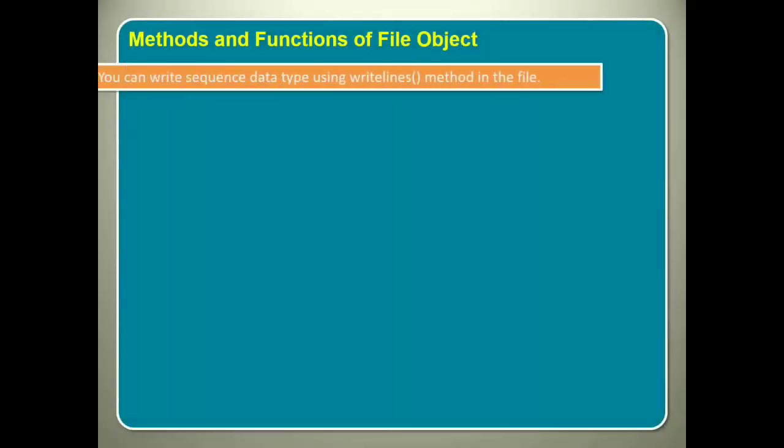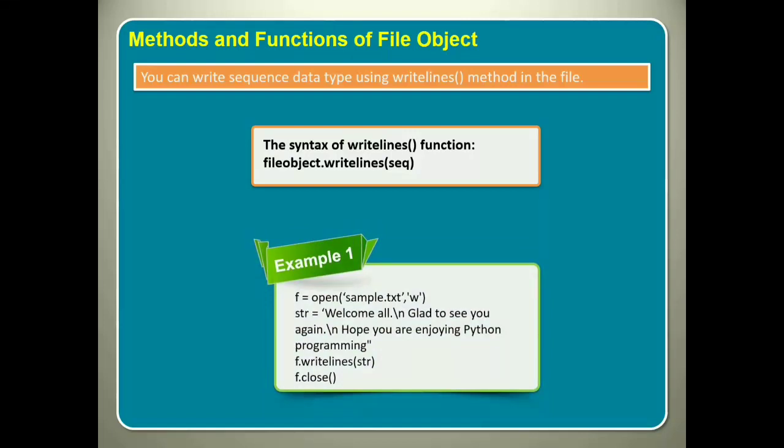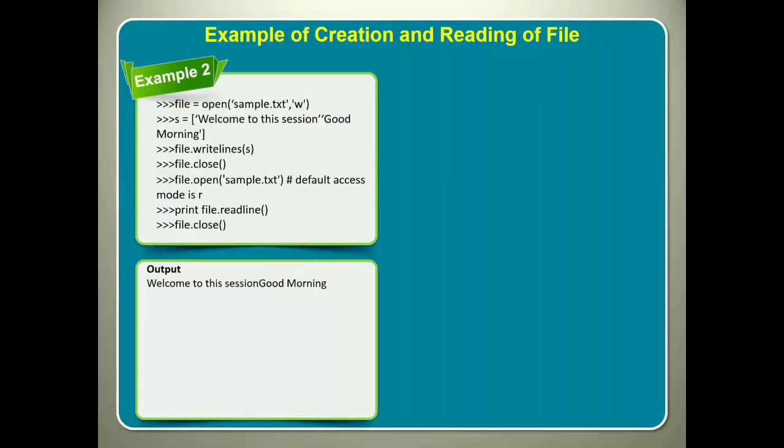You can write sequence data type using writelines method in the file. The syntax of writelines function is file object.writelines sequence. Here is an example that uses writelines function. Have a look at an example of creation and reading of file in interactive mode. Output will look like this.